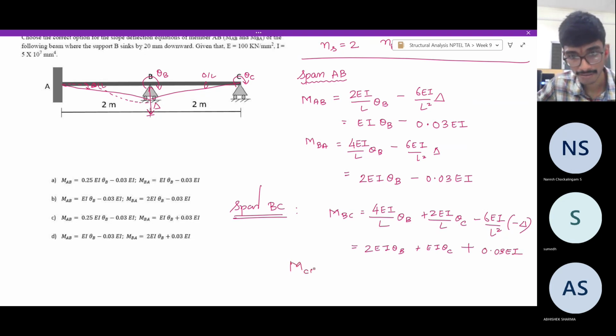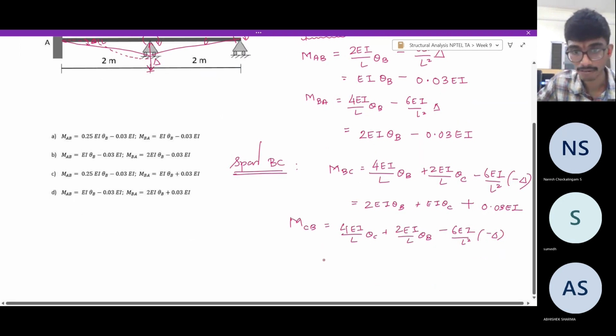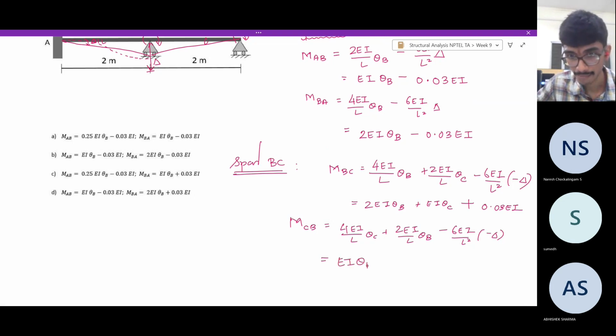And MCB is 4 EI by L theta C plus 2 EI by L theta B minus 6 EI by L square minus delta. So substituting the values, you will get EI theta B plus 2 EI theta C, plus 0.03 EI.